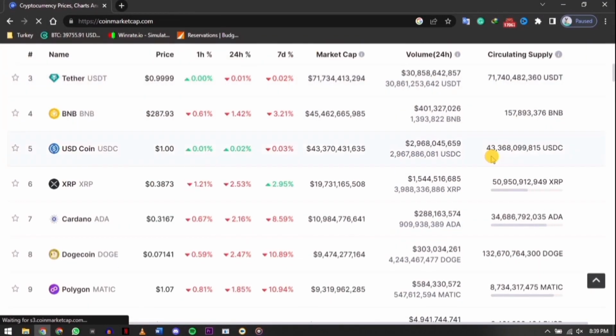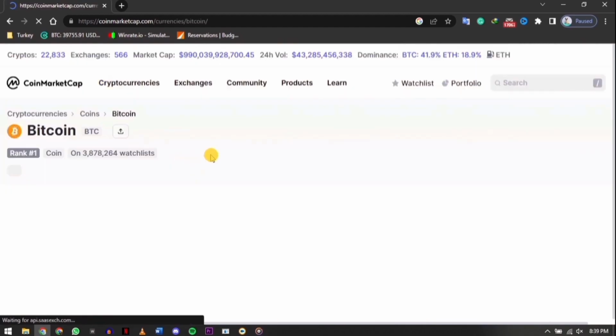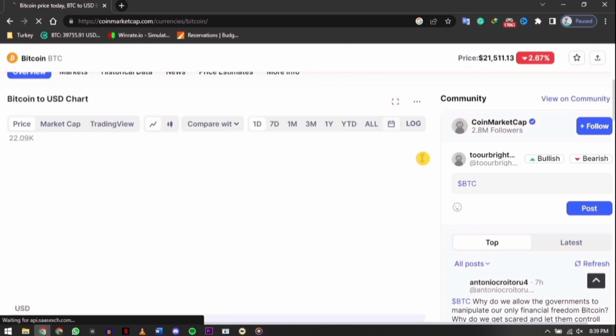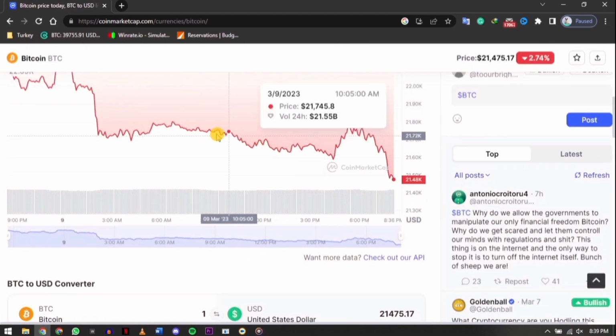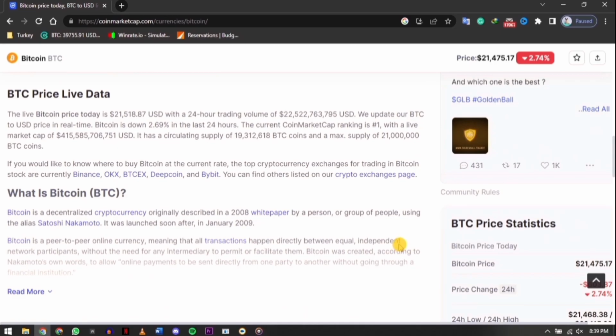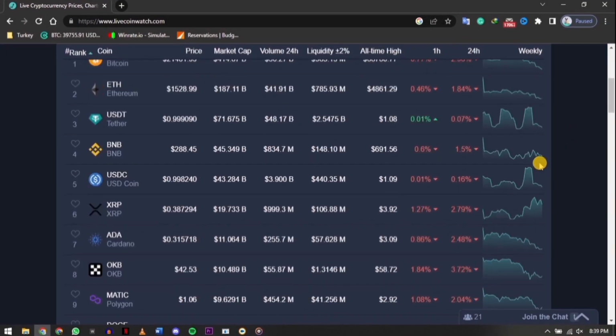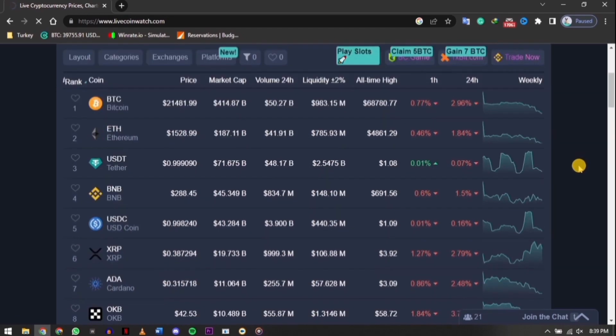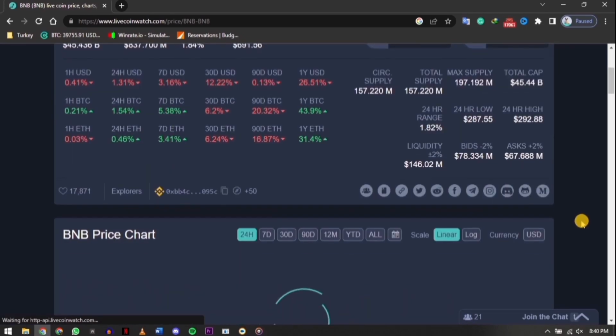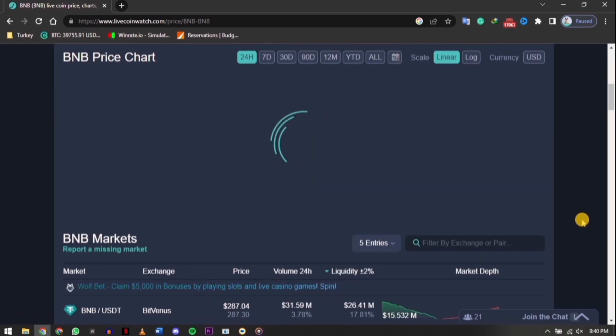CoinMarketCap, on the other hand, is more focused on fundamental analysis. It provides you with market data, including prices, market caps, and trading volumes for a wide range of cryptocurrencies. Additionally, LiveCoinWatch is another popular price tracking website that provides you with real-time updates on the prices of various cryptocurrencies. It also offers a range of tools and resources for traders, including price charts, market analysis, and more. By using these price tracking websites, of course, you can get to know when is the exact time to take a trade and enter a trade and, of course, make some profits.